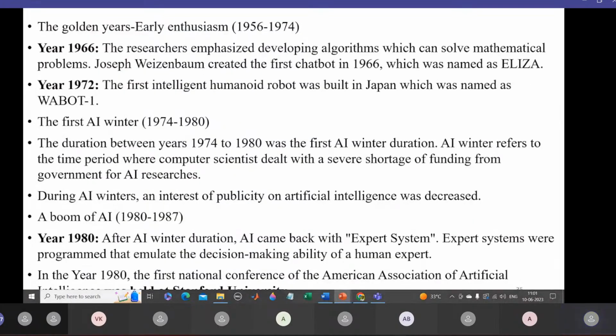So 56 to 74, we can say it is the golden years. In 66, researchers developed algorithms that can solve mathematical problems. The first chatbot was created in 1966. It was named Eliza. And then 72, can you name any chatbot? Now, recently, what do we have?